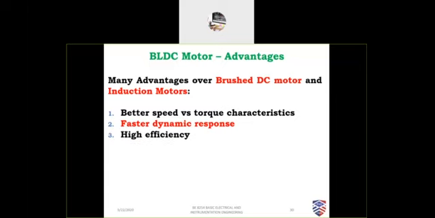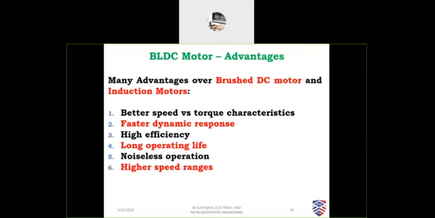High efficiency. Long operating life. Noiseless operation. No noise will be there. You would have seen that when motors are running at home or elsewhere, sound will be there. That sound will not be here.